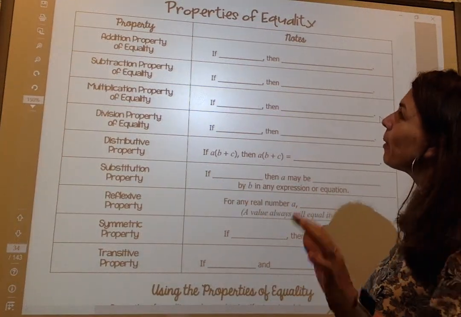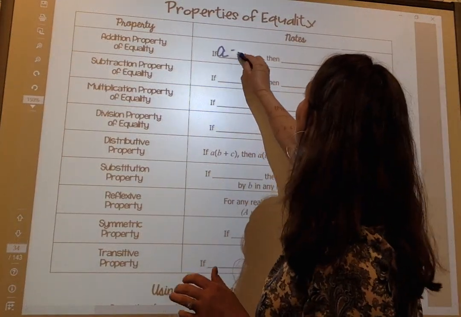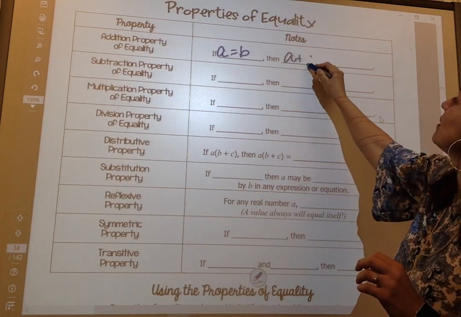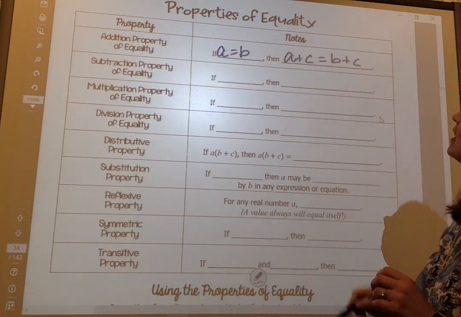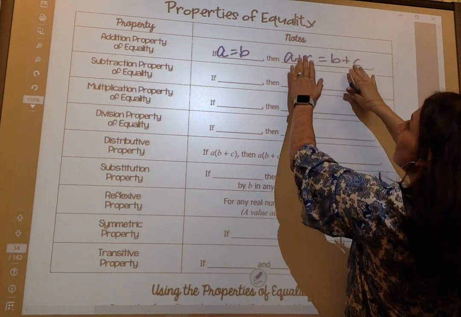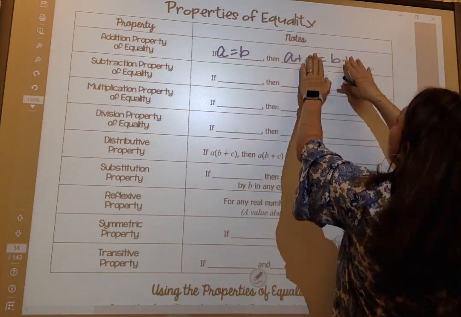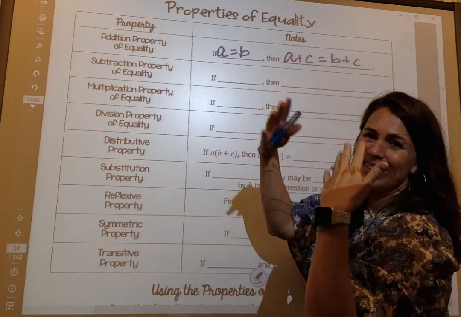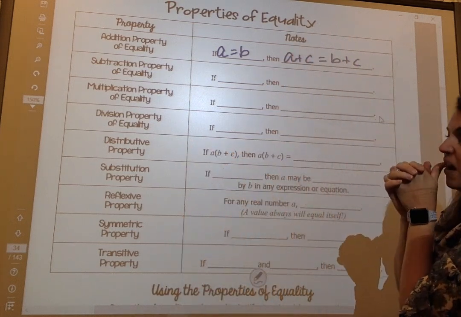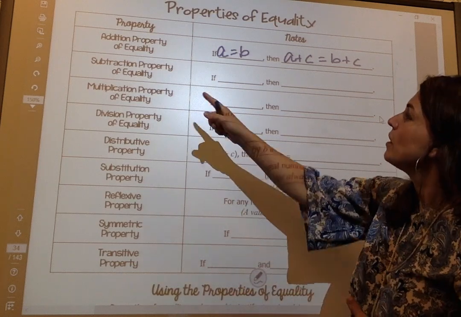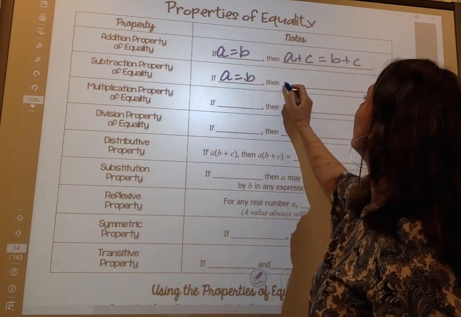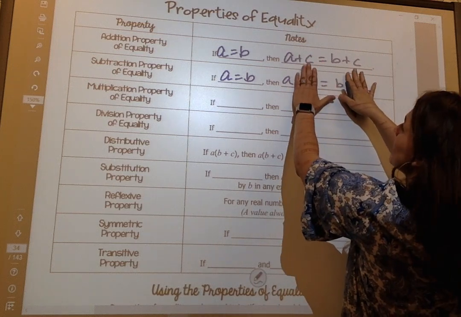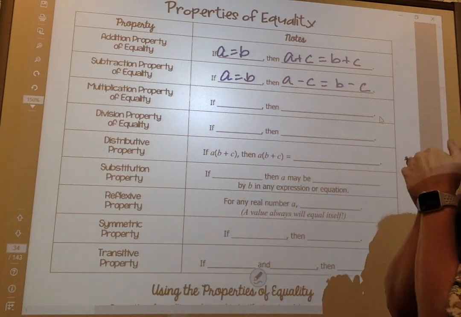So addition property of equality says that if A equals B, then A plus C equals B plus C. Basically, if it's the same thing on both sides, A is still going to equal B. And this is easier to see when we start going through the properties. Subtraction says that if A equals B, then A minus C equals B minus C. You can subtract both sides, and then you still get A equals B.